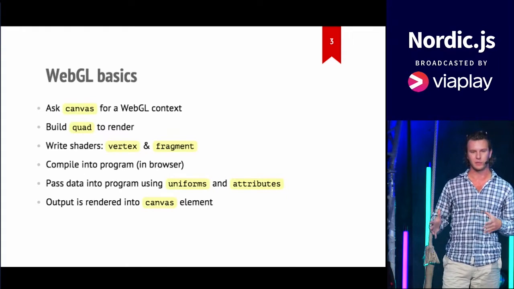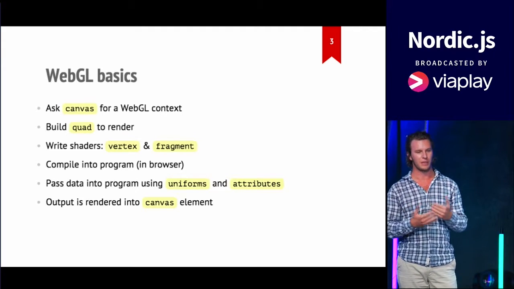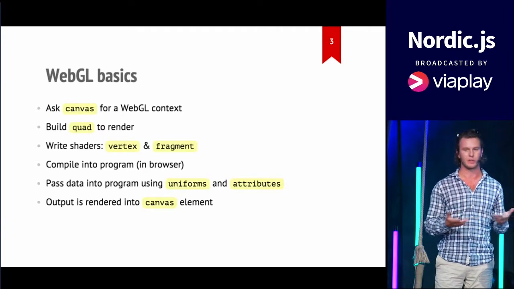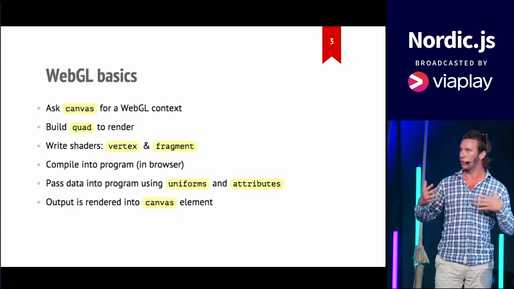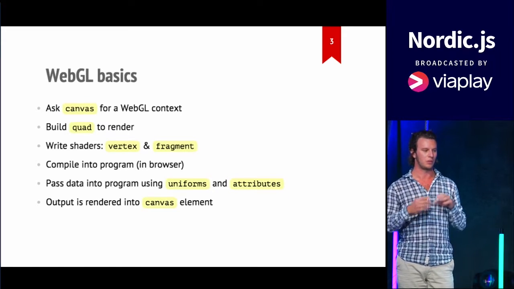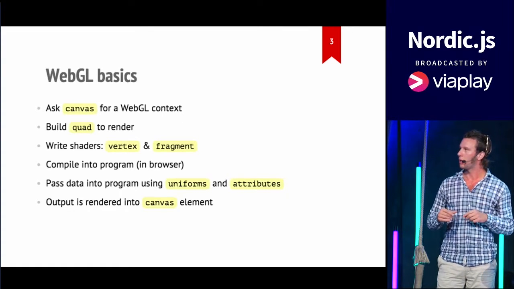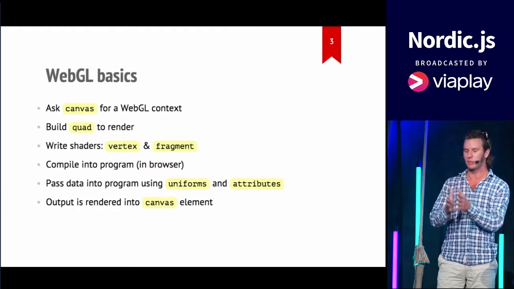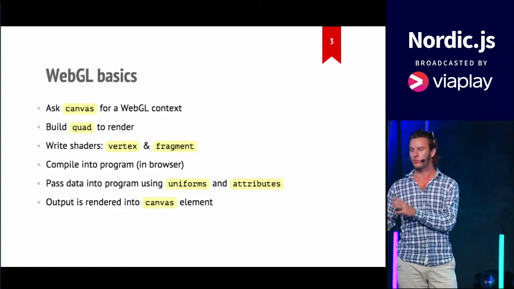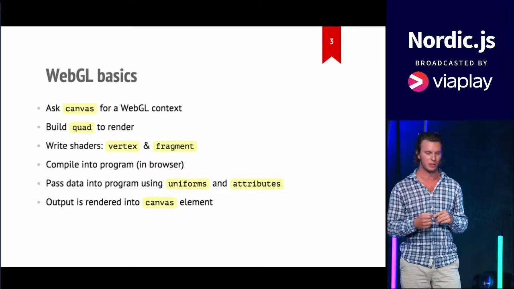OK, so at this point, you actually have something being drawn onto your screen. But to actually do interesting things with it, you need to pass some data in from JavaScript. You don't want to have to recompile your programs every time you want to do something different. So you have these conduits into your program in the form of uniforms and attributes. Uniforms are variables which are defined globally across your entire scene, and attributes are variables that are defined on a per vertex basis. And then finally, the output is rendered into a canvas element, and you can do whatever you like with it. You can move this around your screen. You can transform it with CSS.